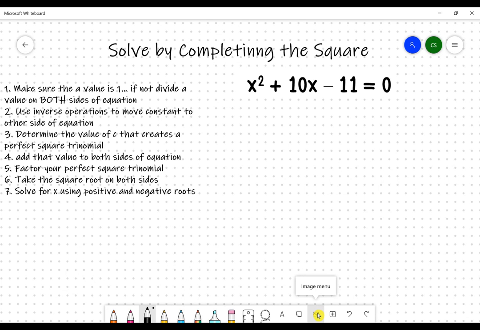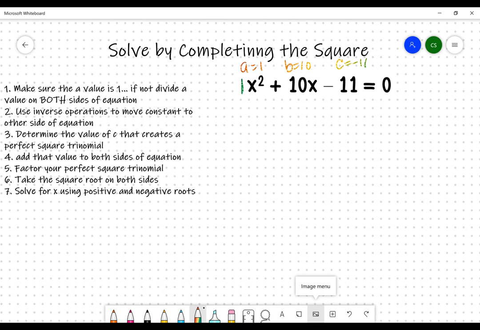You don't always have to factor to find your solutions, or your roots, or your zeros. There are other options, and this is an option. We can solve it by completing the square. First things first, this method works best when A is 1. Remember, my A value is 1, B is 10, and C is negative 11. So this method works best when my A value is 1. It's nice and clean and easy.